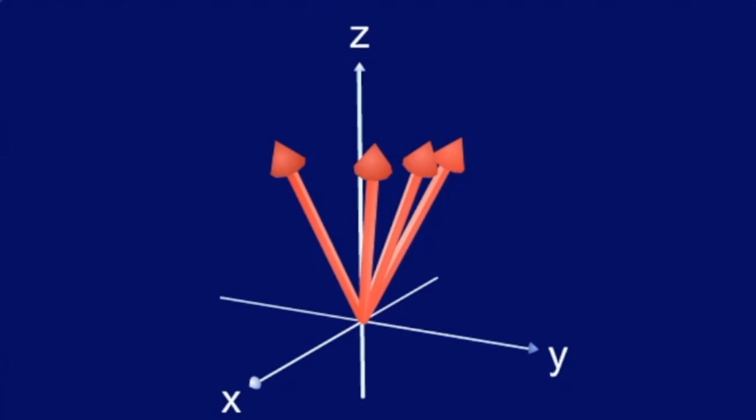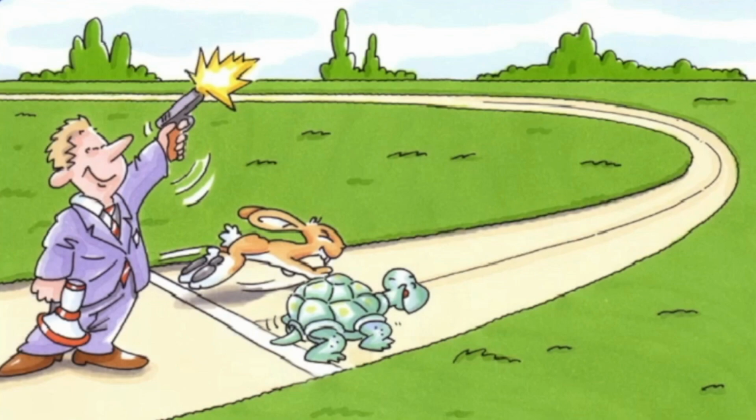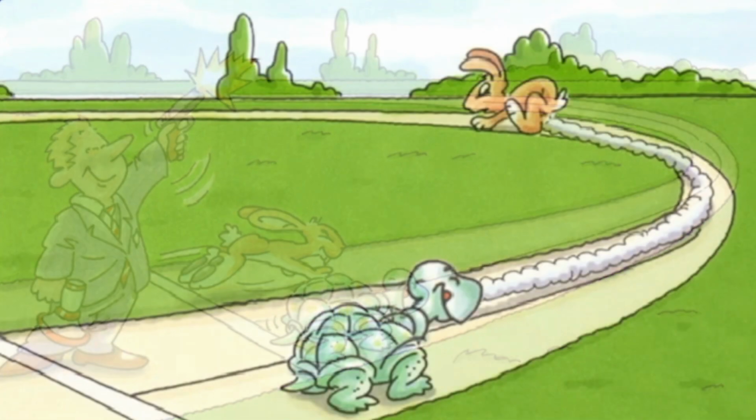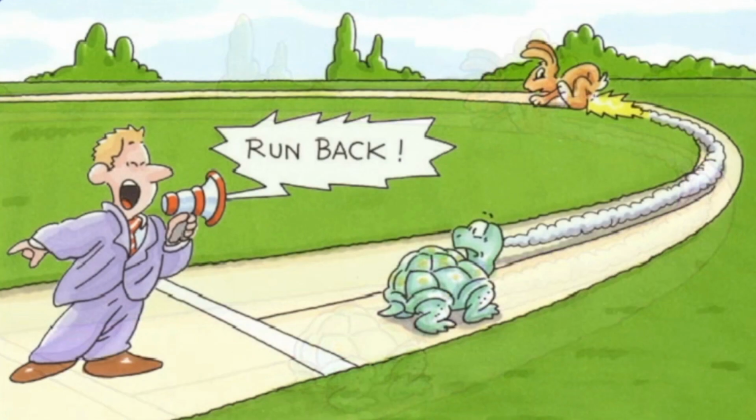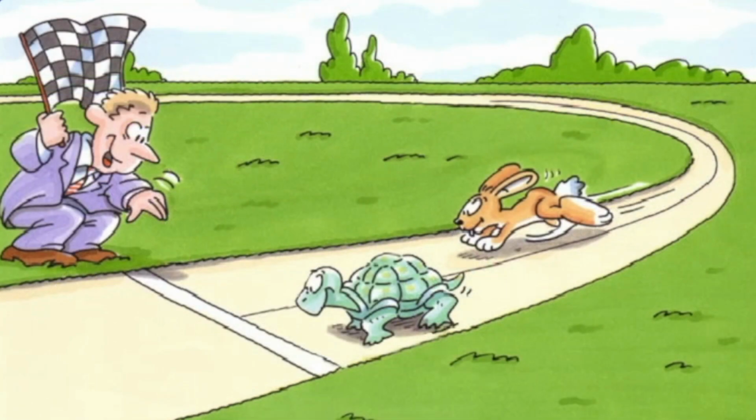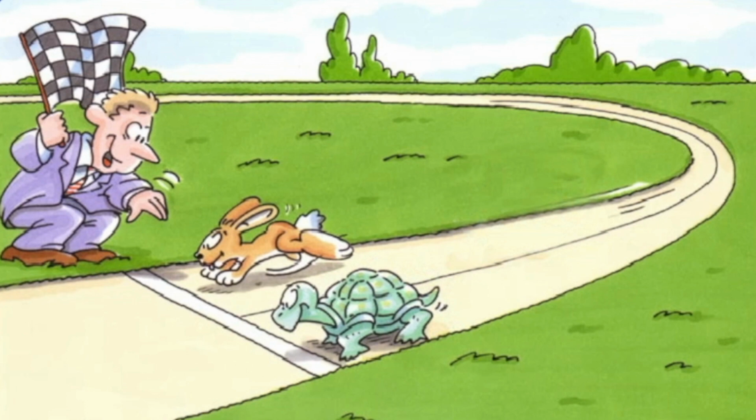To illustrate this, think about the race between the tortoise and the hare, starting at the same line. After a certain time, half of TE, the hare is ahead of the tortoise. When you make the competitors run in the opposite direction, for the same length of time, run back! They'll both be back at the starting line at exactly the same time, assuming that they run at constant speed.